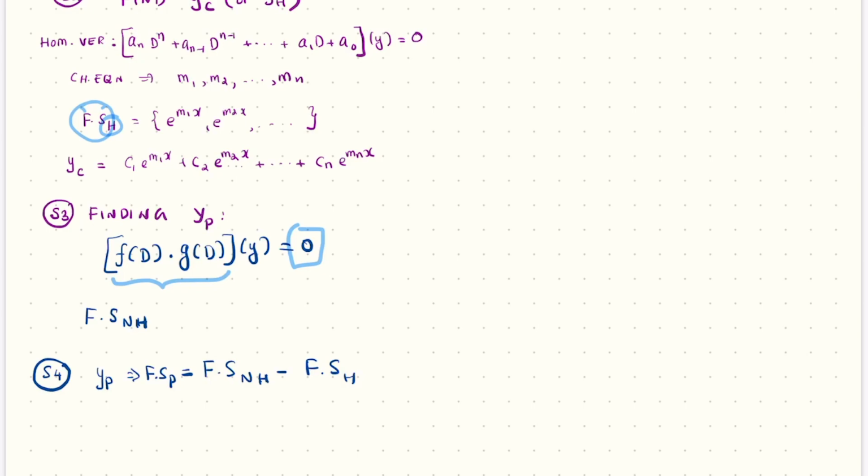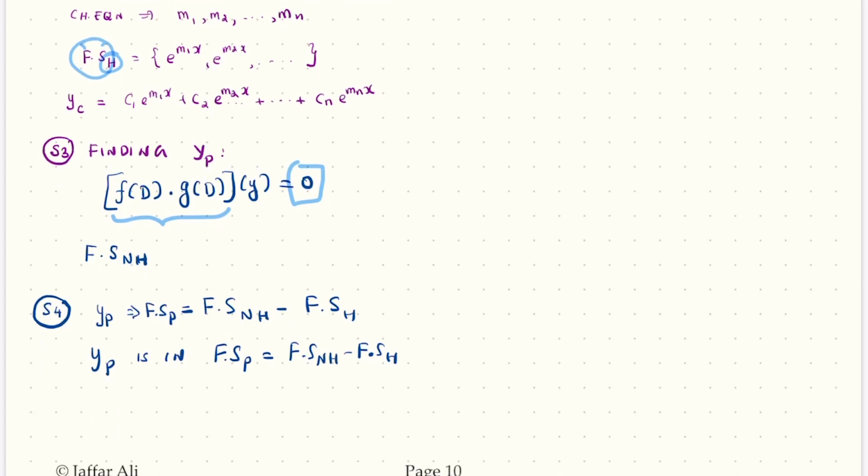So I'm going to say yp is in this set fsp, which is equal to f as nh minus f as h. And then it depends on the number of functions you may have in there. So yp is going to be equal to, it depends on the number of things that you have, alpha 1 times some function, I'm going to call f1, plus alpha 2 f2.